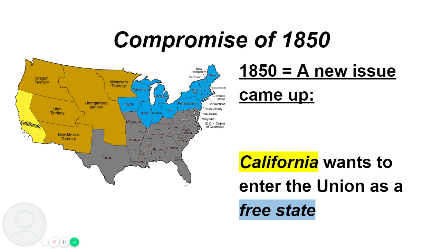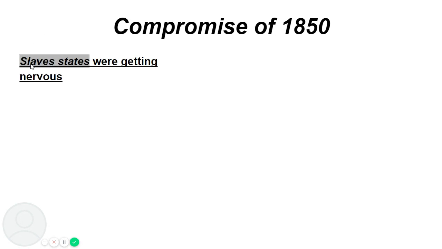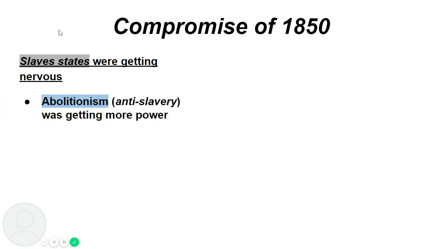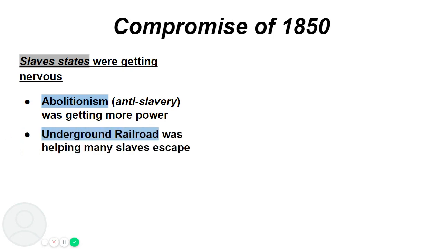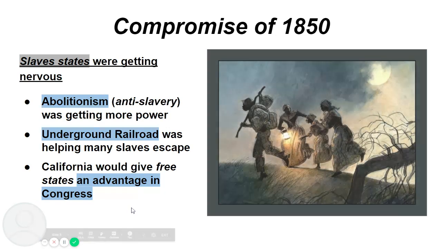That was one thing that really made the South very nervous. The slave states were getting very, very nervous because they wanted to protect slavery, and several things were going on. Abolitionism, the anti-slavery movement, was gaining more power. Additionally, the Underground Railroad was helping many slaves to escape from slavery. And if California became a free state, that means that the free states would have an advantage in Congress.